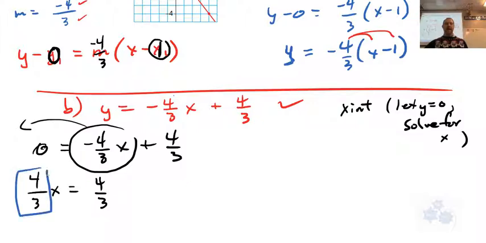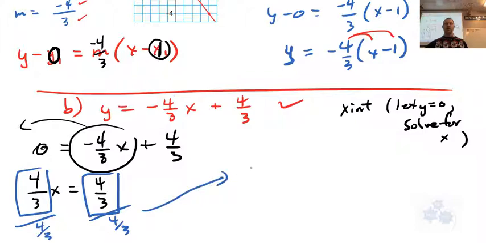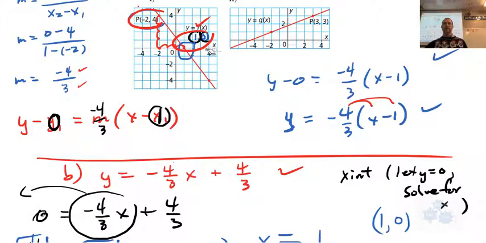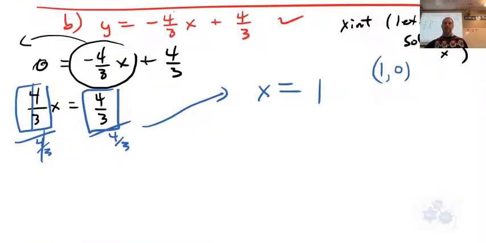Look at this. It's the exact same number here. So if you divide by 4 over 3, it looks a little bit hard, but it's not. They cancel out here. And that's 1x. And 4 over 3 divided by itself is 1. So our x-intercept is (1, 0), which actually matches up with our diagram up here, doesn't it? The y-intercept now, it's just the opposite. You let x equal 0 and solve for y.